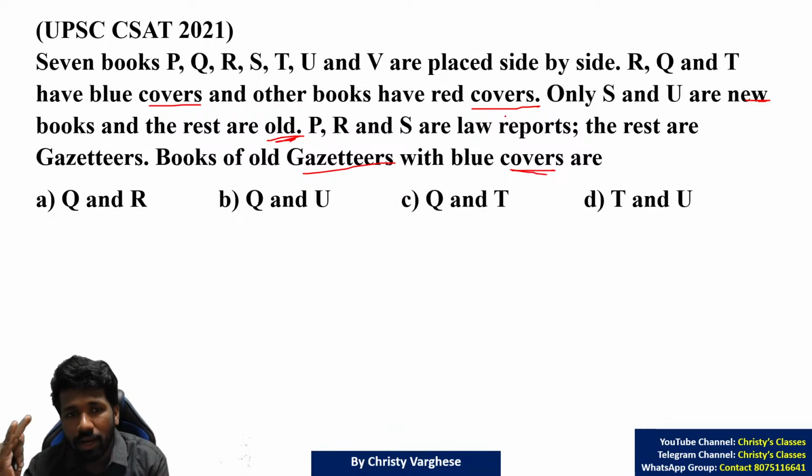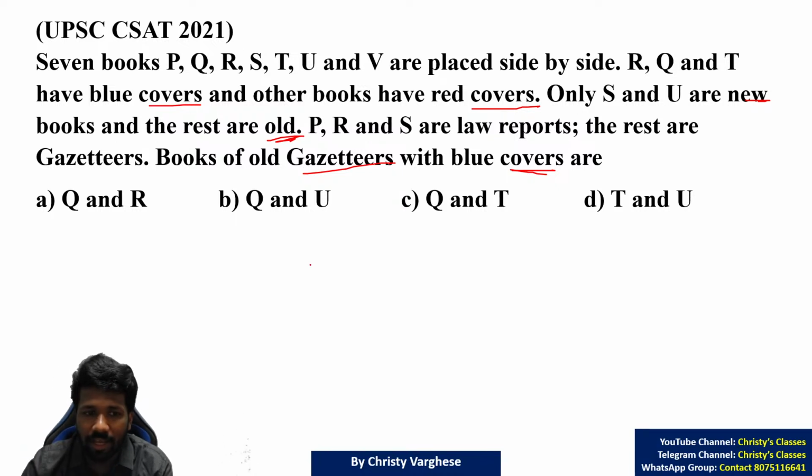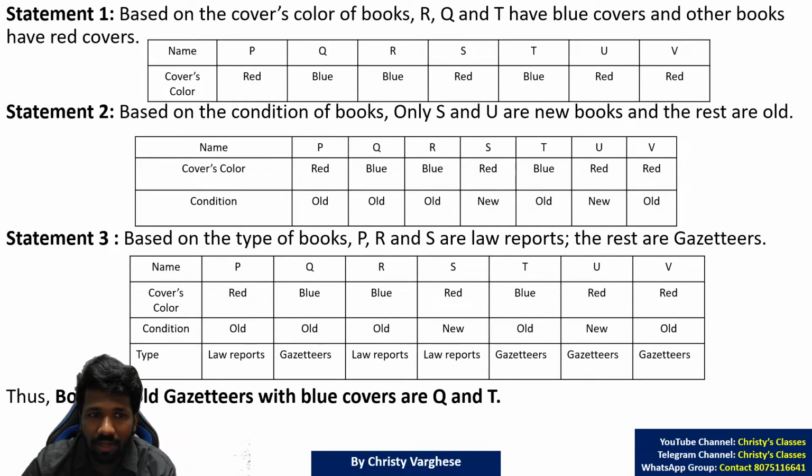Name, cover color, the condition of the book and the type of the books. So one way is you can actually tabulate the data. Like in one axis you can put P, Q, R, S, T, U, V, and then you can write in the other axis blue or red, gazetteers or lower reports, new or old. Likewise you can tabulate, but that is very time consuming. I will not recommend it. This is how you can draw it. Either in x-axis or y-axis you can put the name. So here in the y-axis the name is written, and color, condition, type. But filling this table will take too much time.